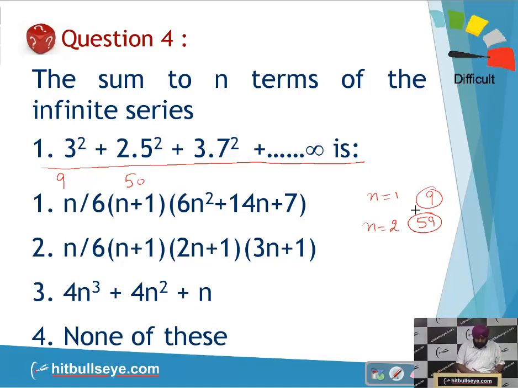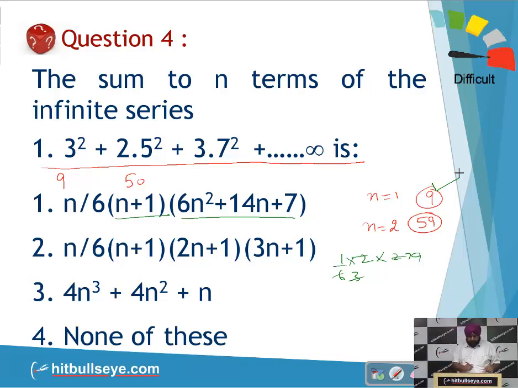Let us put it in the first option. On putting n is equal to 1 in the first option we'll get 1 by 6 into (1 plus 1), 2 into 6 plus 14 plus 7. 6 plus 14, 20 plus 7, 27, 27 by 6 is 9. So n is equal to 1 gives 9 here. We'll put n is equal to 2. Why put n is equal to 2? Reason being, two different series can start with the same number, but the sums of these two series will not be the same. So we'll put n is equal to 2 to find out the answer.